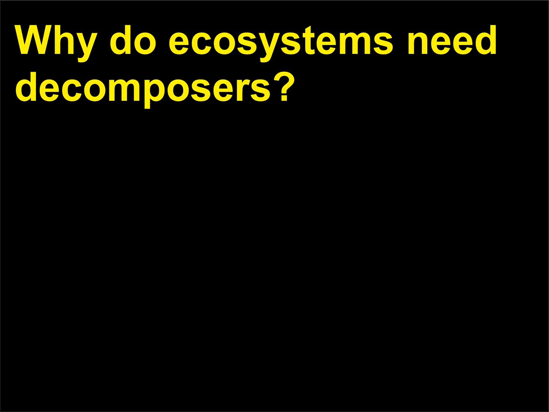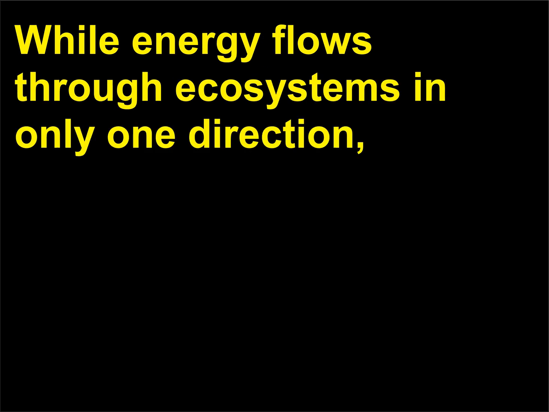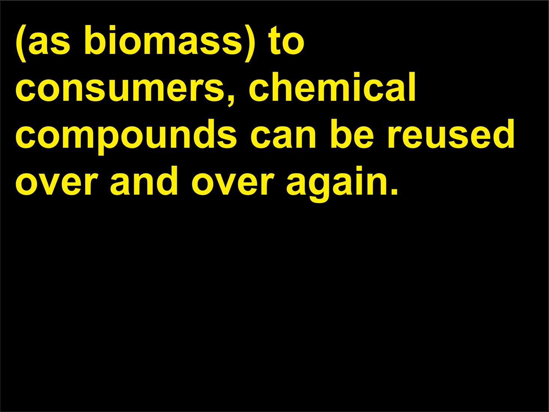Why do ecosystems need decomposers? While energy flows through ecosystems in only one direction, entering at the producer level and exiting as heat and the transfer of energy as biomass to consumers, chemical compounds can be reused over and over again.